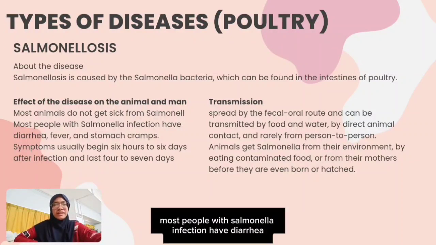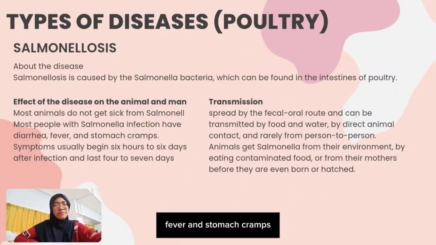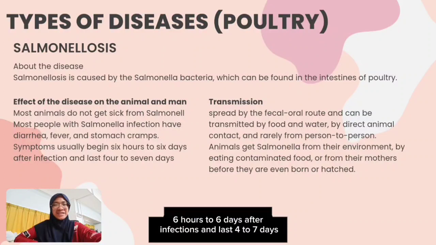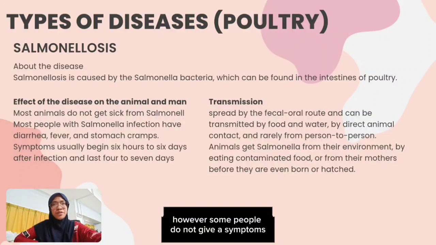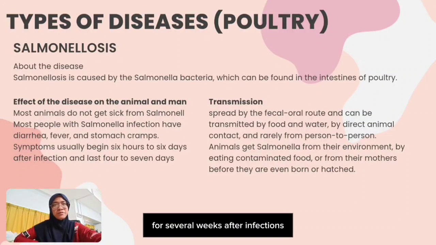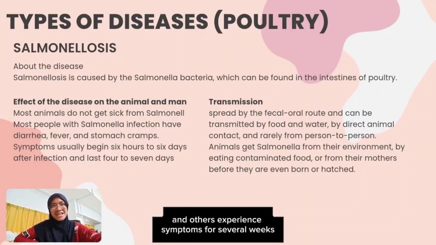Most people with salmonella infection have diarrhea, fever, and stomach cramps. Symptoms usually begin 6 hours to 6 days after infection and last 4 to 7 days. However, some people do not develop symptoms for several weeks after infection, and others experience symptoms for several weeks.